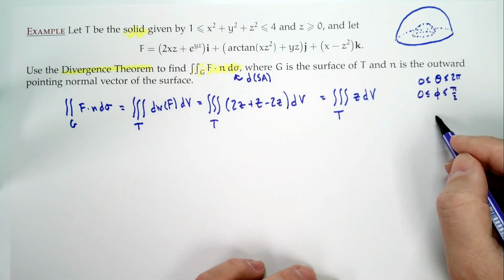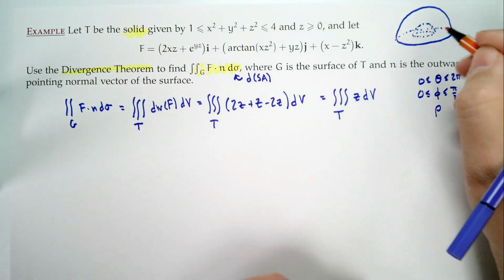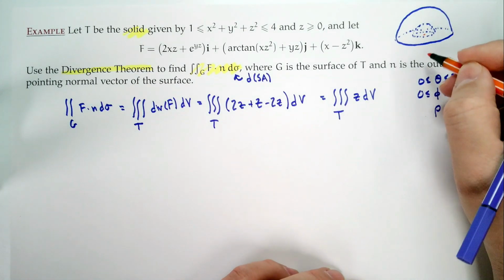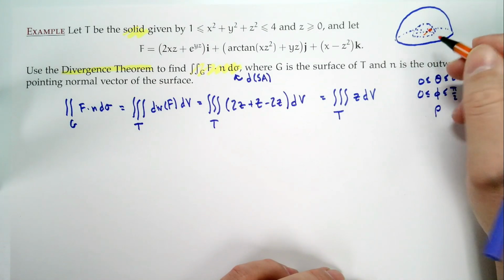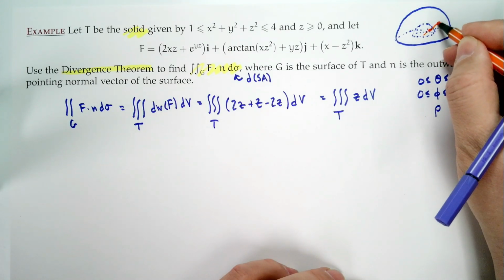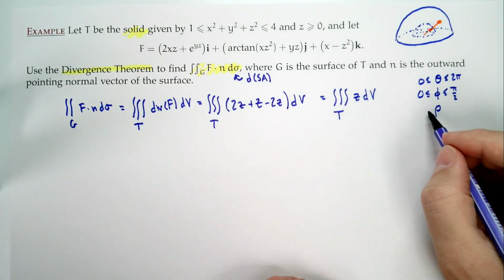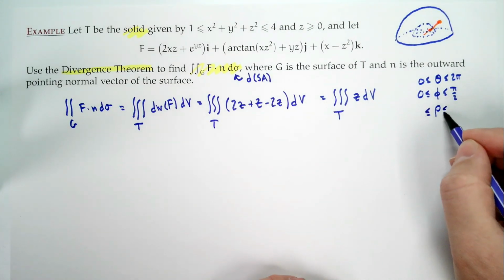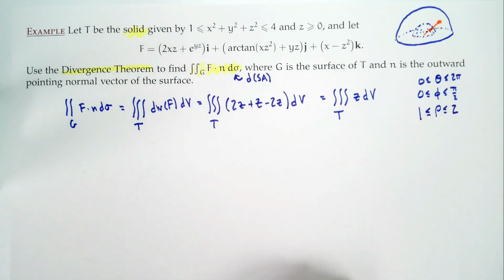And now about rho. Well, rho we always think of as coming out from the center. So here's our center, and we come out until we hit something. And what do we hit? We hit the inner bubble. And then we keep going until we hit again. What do we hit there? We hit the outer bubble. So what we get is that rho is going to go in between these two spheres, one of radius 1 and one of radius 2. So those are our bounds.